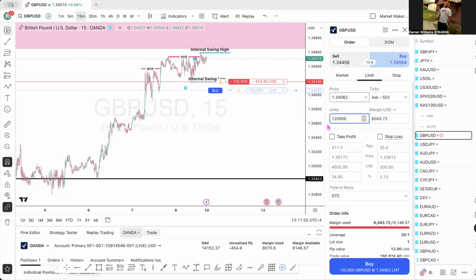So you can only set that up in units, or can you change it over to pips? I think on TradingView, when you're connected to the broker, you can only trade it in units.